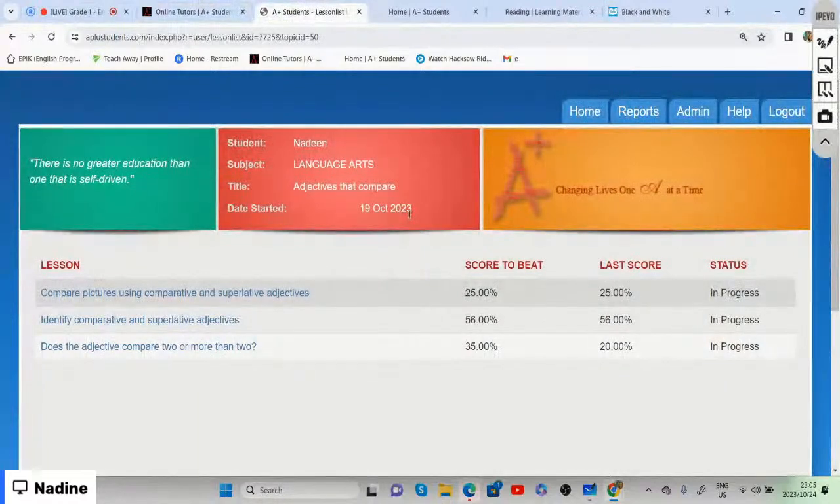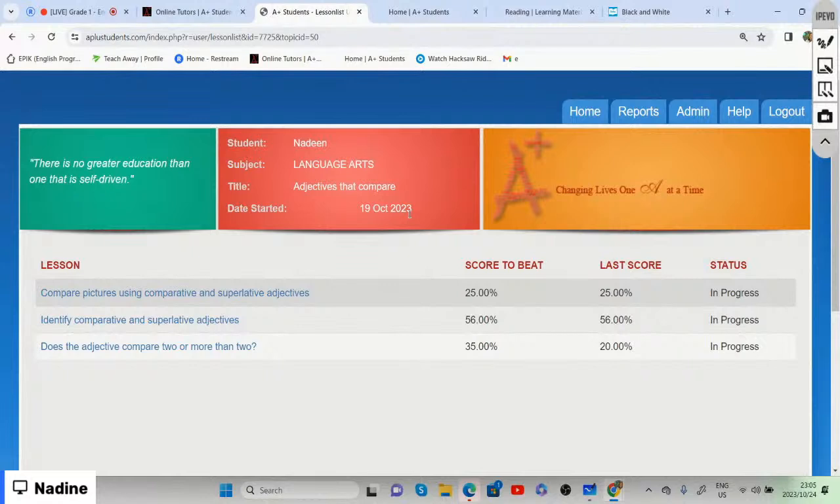So this lesson today is basically a continuation of the lesson that we did last week. Last week we did adjectives that compare, but we focused on the lesson of comparing pictures using comparative and superlative adjectives, as well as identifying comparative and superlative adjectives.